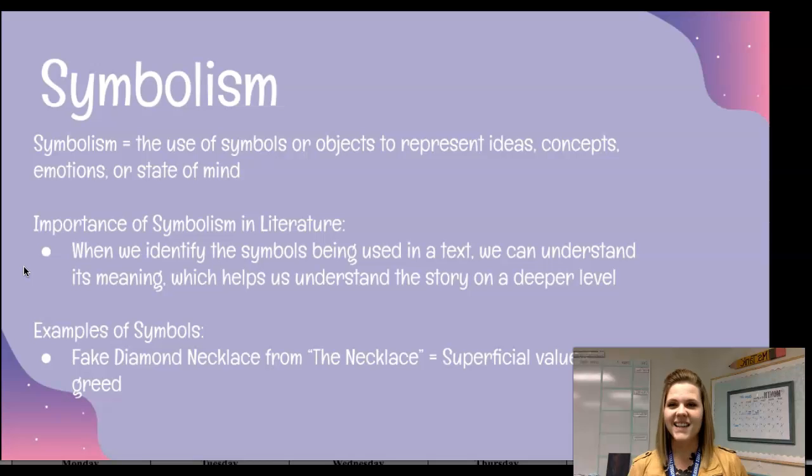And this is our last element of literature that I want to talk to you about. This is symbolism. Symbolism is simply the use of symbols or objects that represent ideas, concepts, emotions, or a state of mind. Symbols are really important to pay attention to in literature because when we identify the symbols being used in the text, we can understand its meaning, which helps us understand the story at a deeper level. An example of symbol, when we read The Necklace, we saw that there was a fake diamond necklace, and that can represent superficial values or greed.